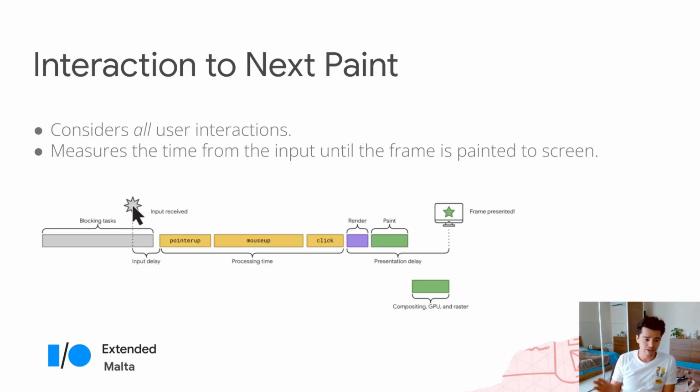Interaction to Next Paint is taking the entirety of this time. So in the diagram, you've got input received, so the delay part, the processing, plus the presentation.